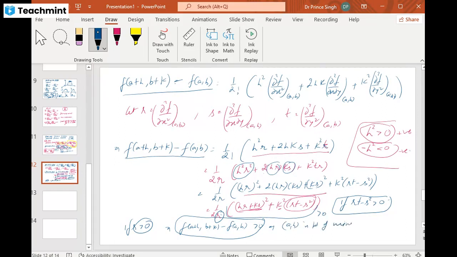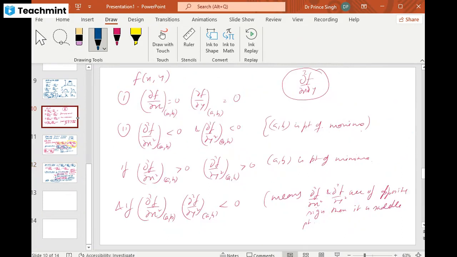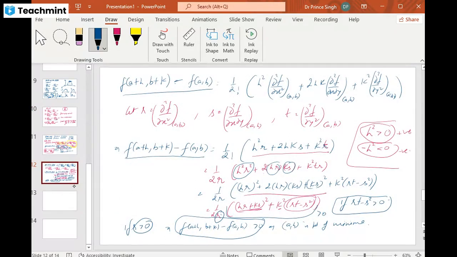AB is a point of minimum. And what is R? R is a second order derivative. It means the second order derivative is greater than 0. So second order derivative greater than 0 already gives us the condition of a minimum, right? So it is the same thing. So basically we have imposed one additional condition that RT minus S square should be positive, right?